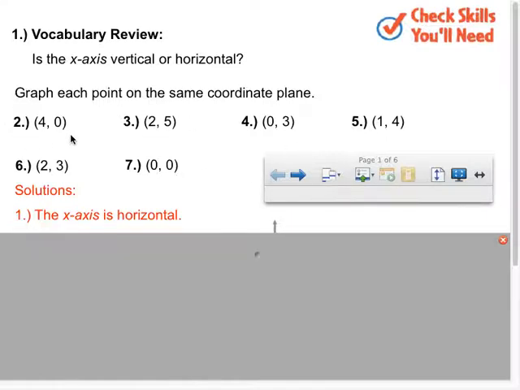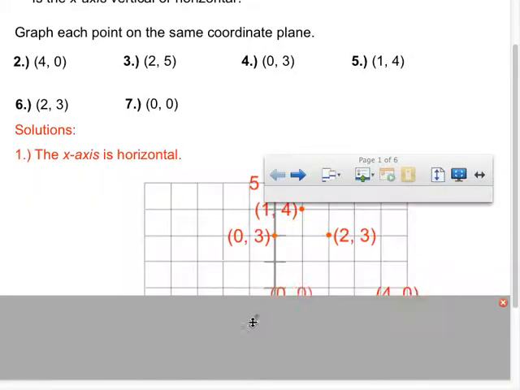Okay, next question. Number 2, which axis does this point lie upon? Think about it. Which axis does this lie upon? The x-axis. How about this one over here? Y. Very good, the y-axis. So I feel like you guys are pretty good on graphing. Let me reveal the answers to you.